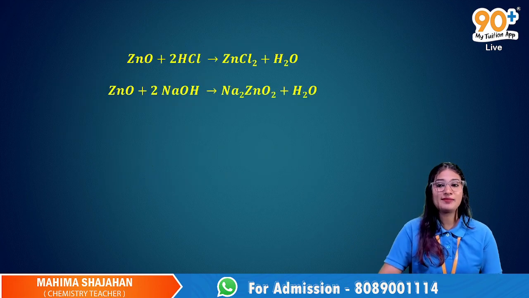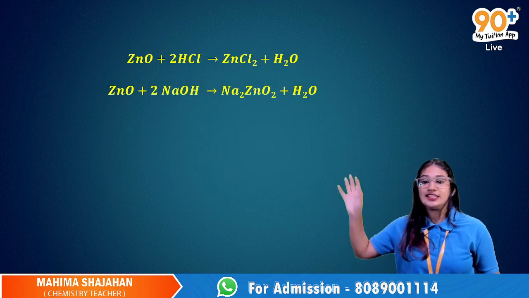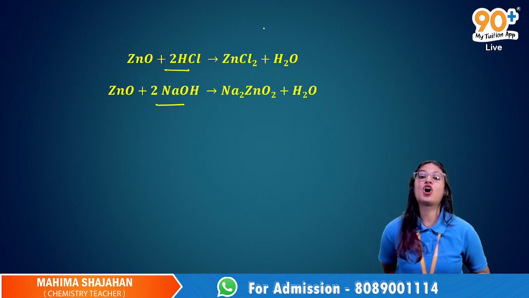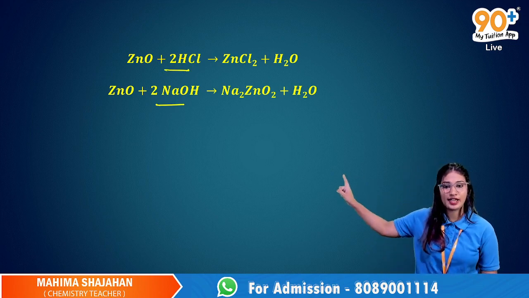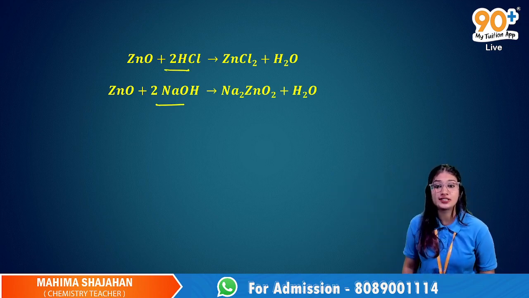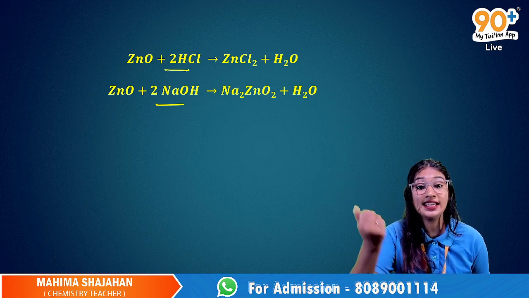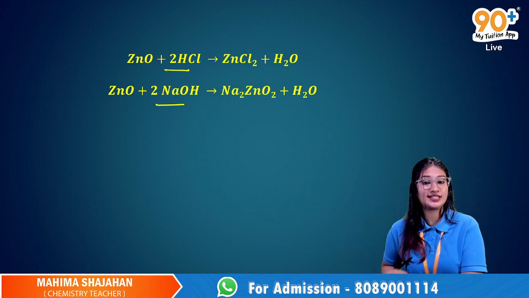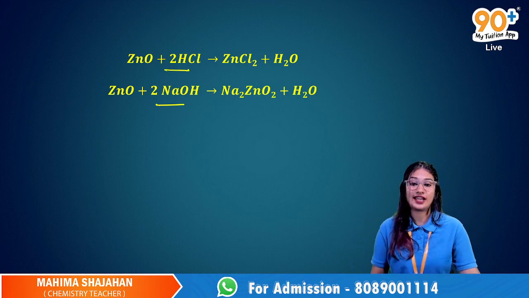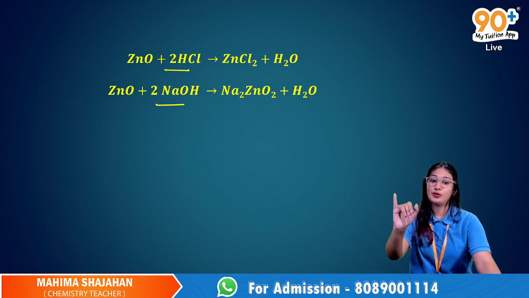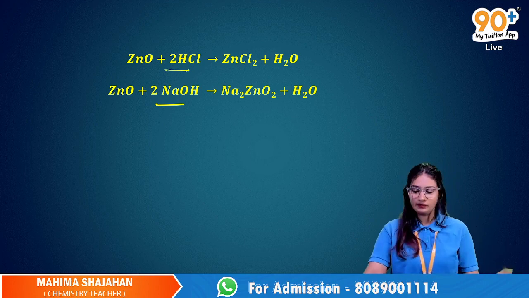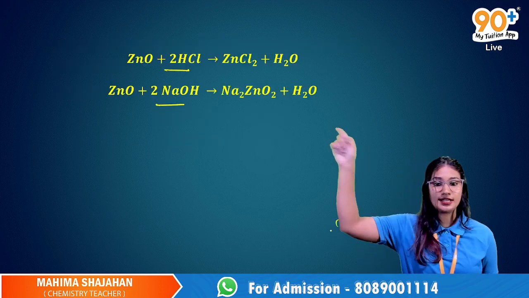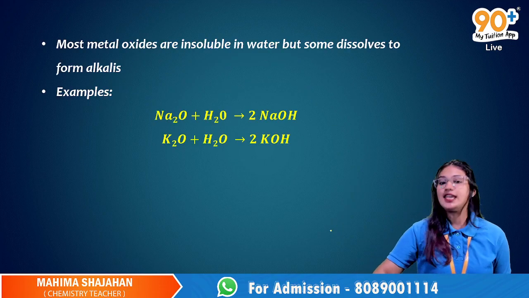No, we have one more example, that is zinc oxide. Look, zinc oxide can also react with an acid as well as a base to form salt and water. Now look at the second reaction: what is Na2ZnO2? It is sodium zincate. So oxides that react with both acid and base are amphoteric oxides, and you have to study the examples as well: aluminium oxide and zinc oxide. All right, moving on.